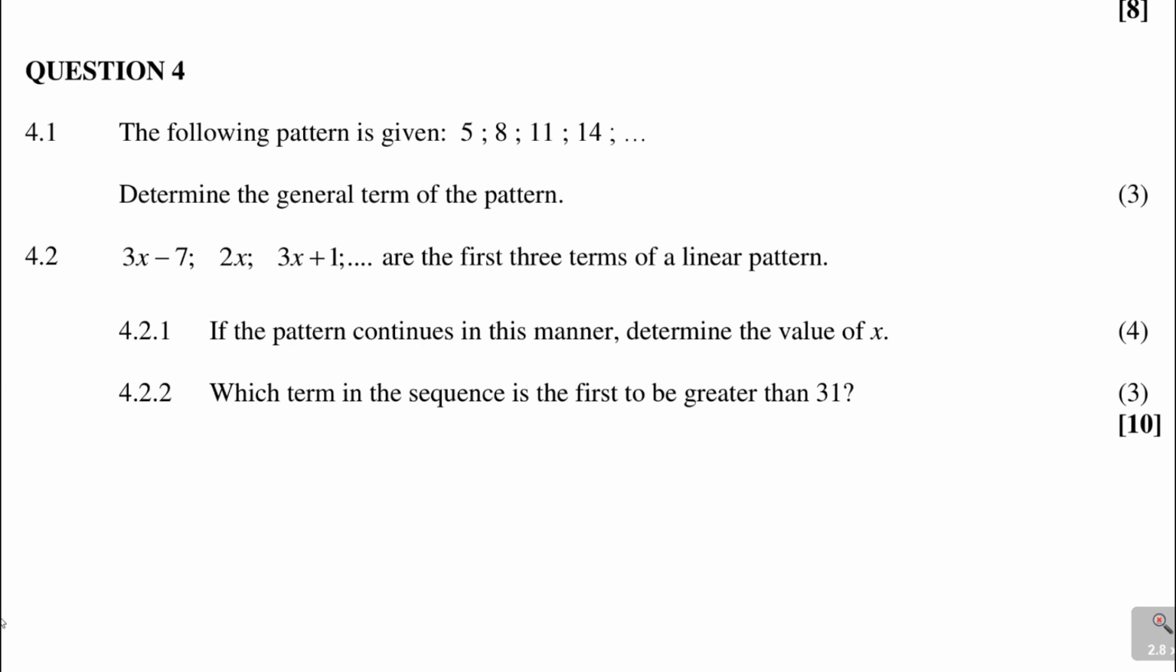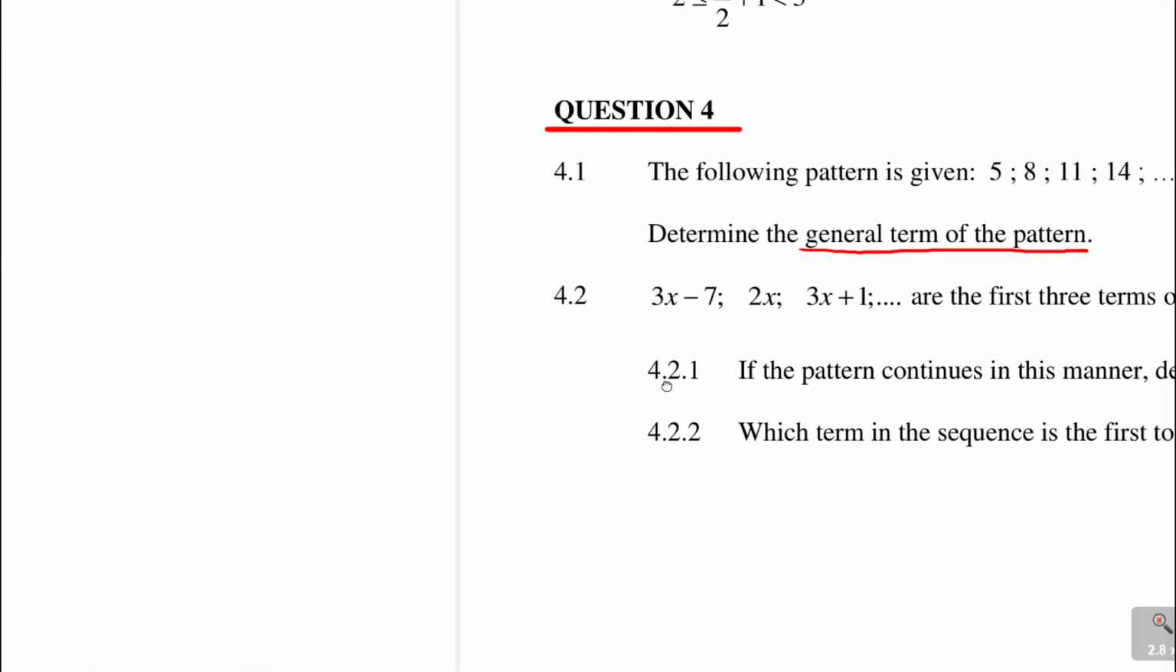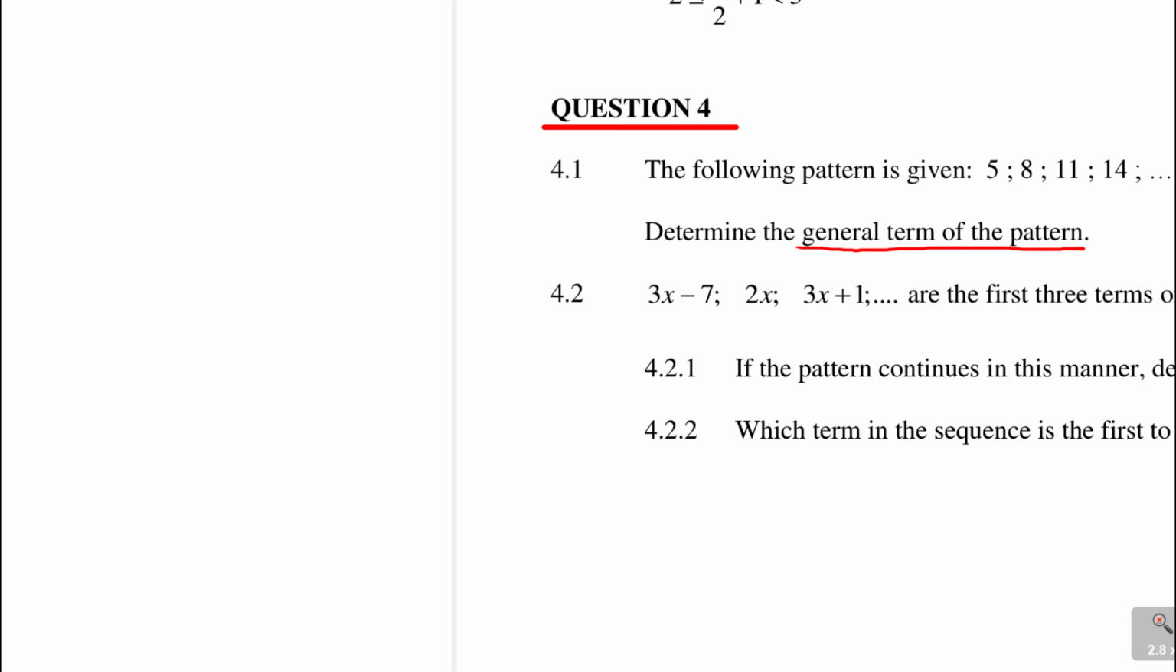So let us look at question number 4, and this question says 4.1, the following pattern, these are number patterns now, the following pattern is given: 5, 8, 11, 14. Then it says determine the general term of the pattern. This is 3 marks. So now how do you approach this, the general term? Let me just put this pattern down here. They are saying you are given 5, 8, 11, and 14.